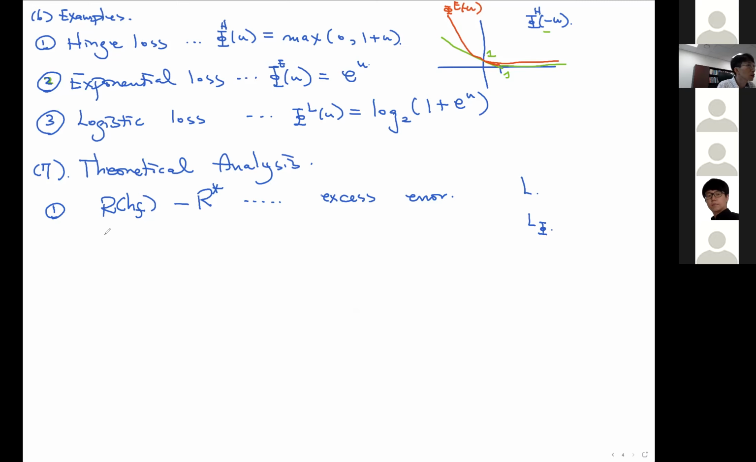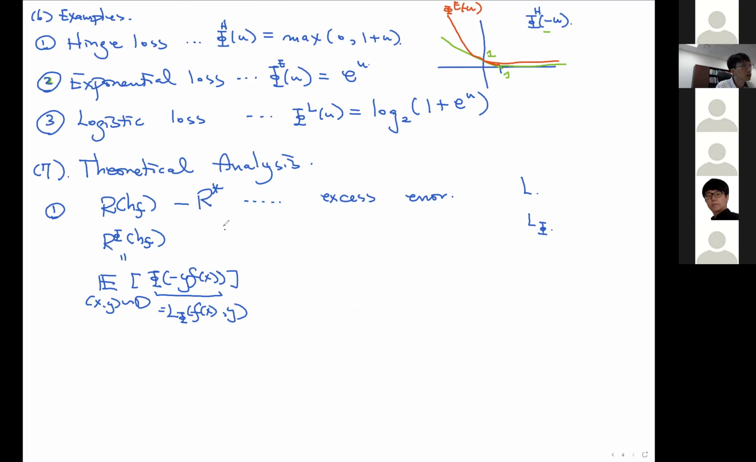In that case, we can use this quantity that I explained to you, which is the expectation of phi of minus y f of x, and that is our loss. Right? And then it turns out we can also define something that we can achieve the best.